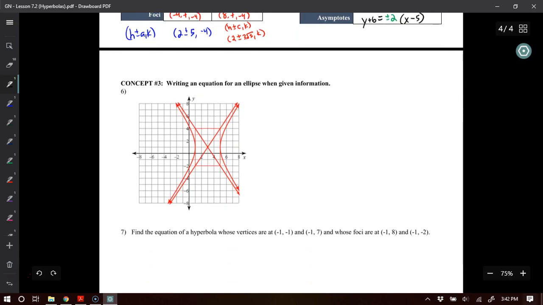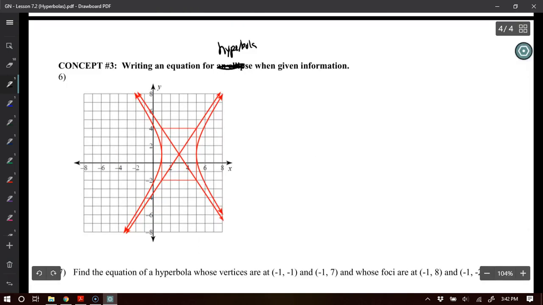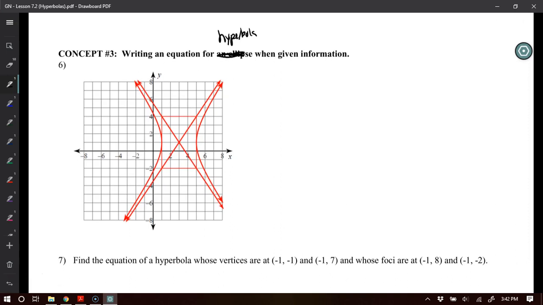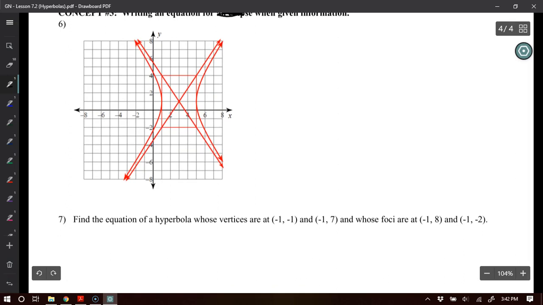Concept 3, just like it was for ellipses, is being able to write the equation of, again, this says ellipse, sorry, of a hyperbola when you are given a graph. So if I take a look at this, well, first off, what type of hyperbola is this? Well, it's a horizontal. I mean, that's pretty obvious. It's a horizontal hyperbola. So I'm just going to write down that formula. X minus h squared over a squared minus y minus k squared over b squared equals 1. So my job is find h, find k, find a, find b.